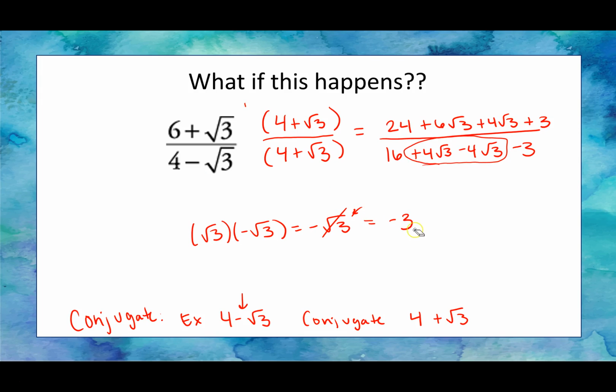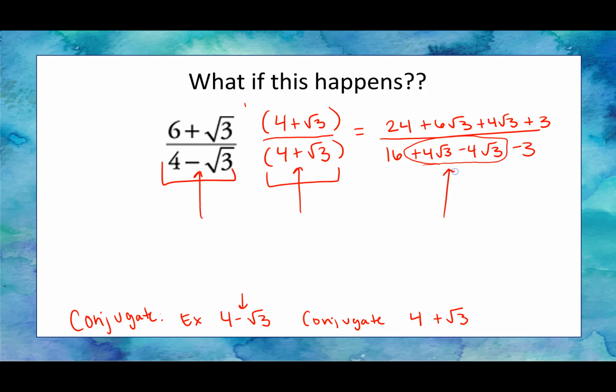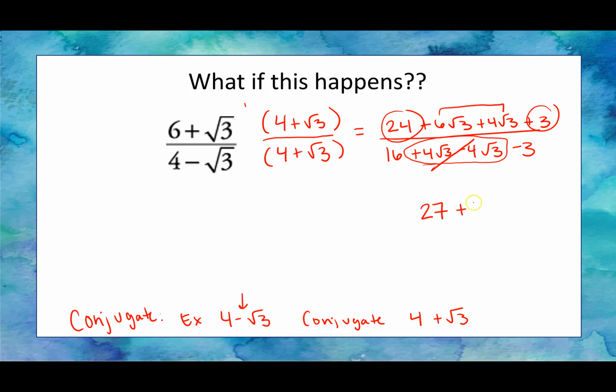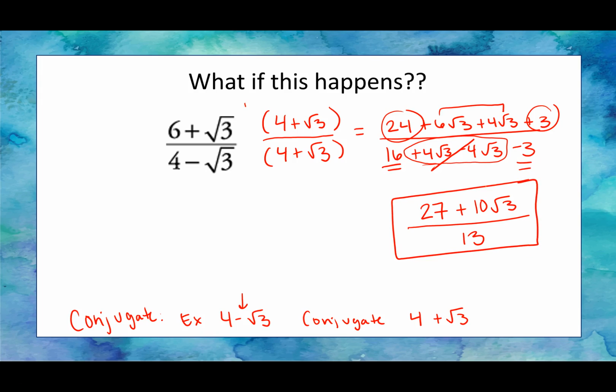And this will always happen, and the reason why is because by forcing your binomials to look exactly the same but have a different sign in the middle, that forces these two things to cancel. So these disappear, and I'm going to be left with a 24 plus a 3, which gives me 27. And then 6 root 3 and 4 root 3 is going to be a 7 root 3, just kidding, a 10 root 3, all divided by 16 minus 3, which is 13. Awesome. Let's try another one.